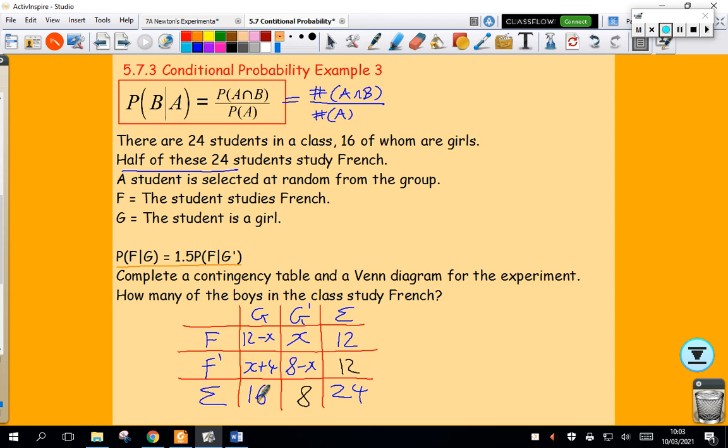12 and 4 is 16. X and negative X cancel. 4 and 8 is 12. That's my contingency table. That's what it looks like.